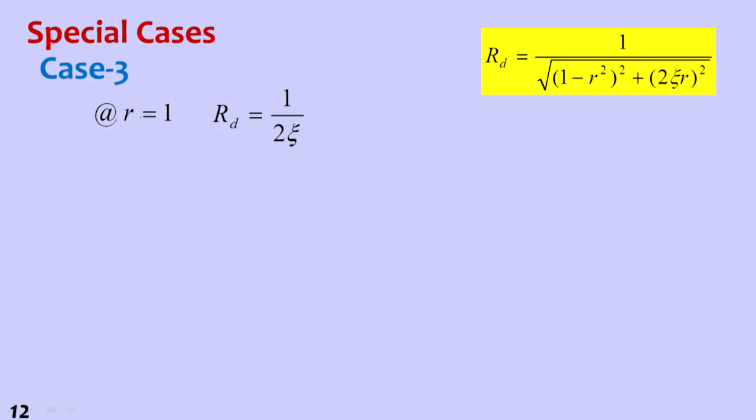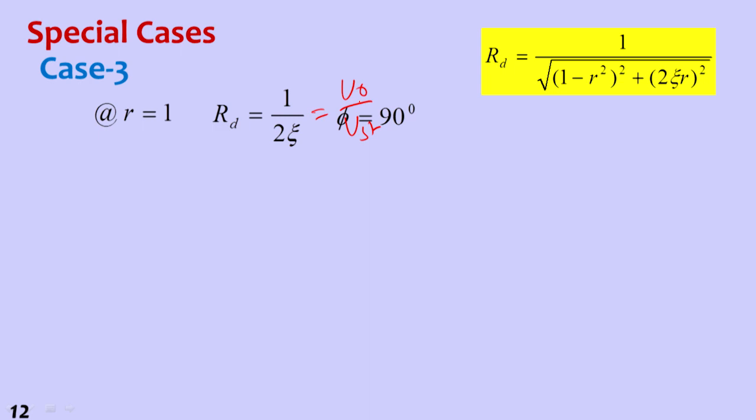Now, let us look at the third special case. The third special case is when R is equal to 1. That means the forcing frequency is very near to the resonating frequency. Okay. So, if we substitute R equal to 1 here, we will be left with 2 zeta. So, Rd is equal to 2 zeta, that is nothing but u0 by ust. Rd is the ratio of dynamic to static displacement.